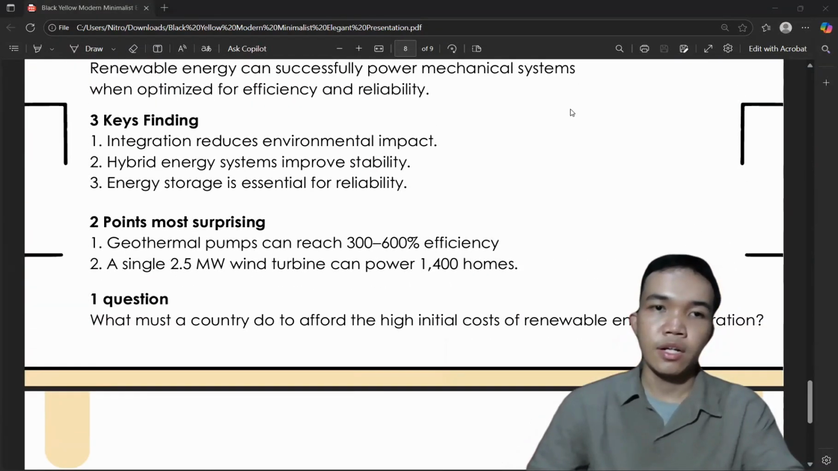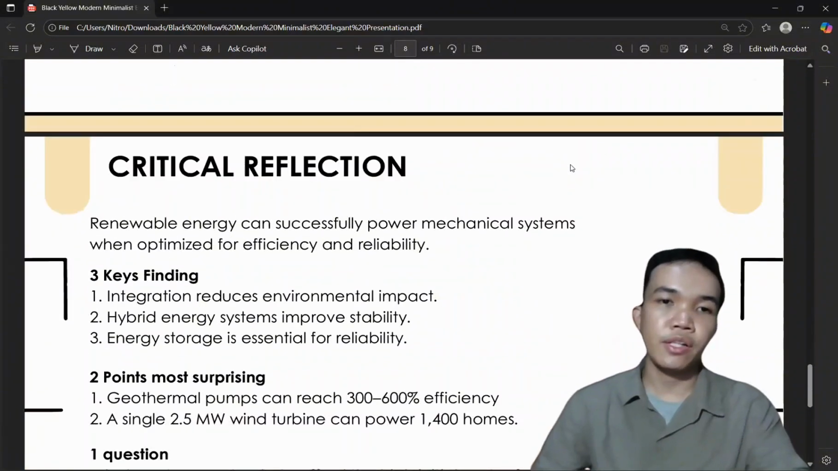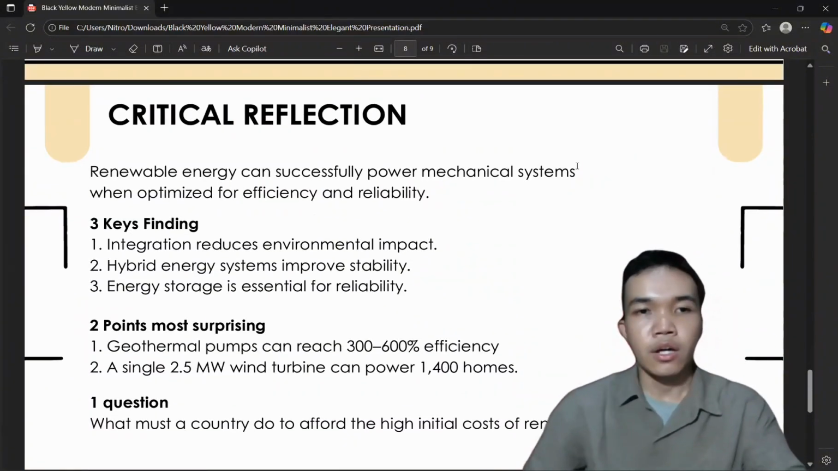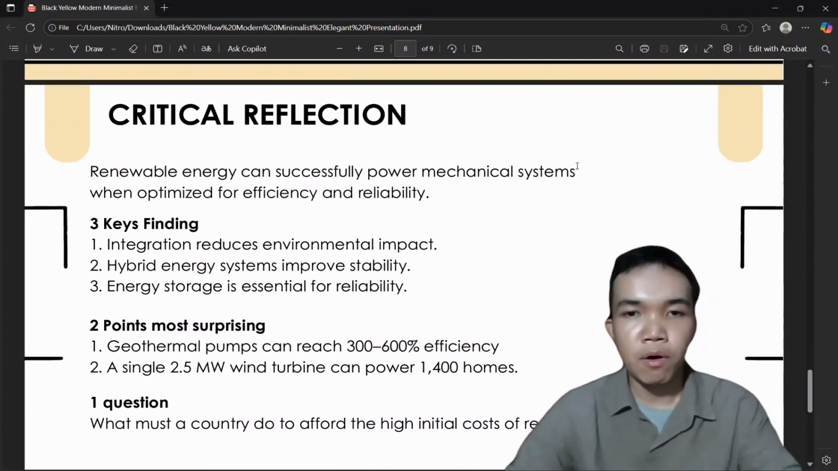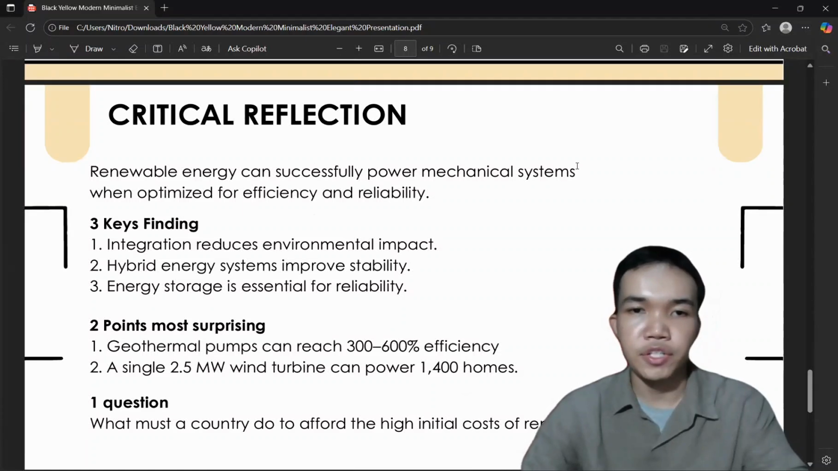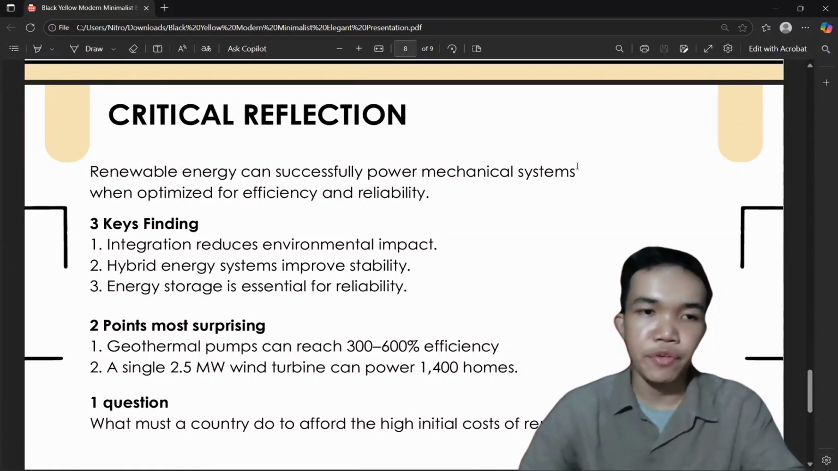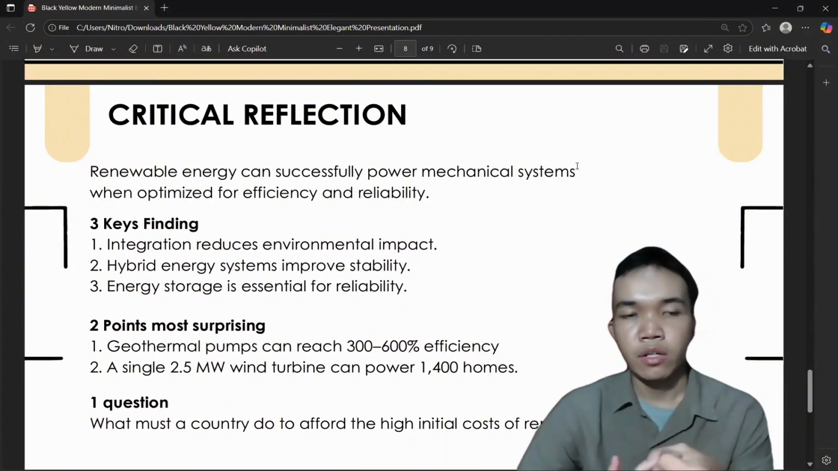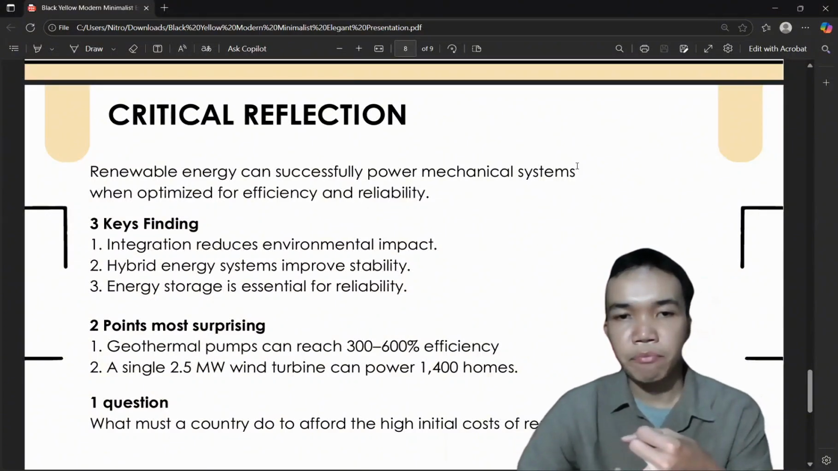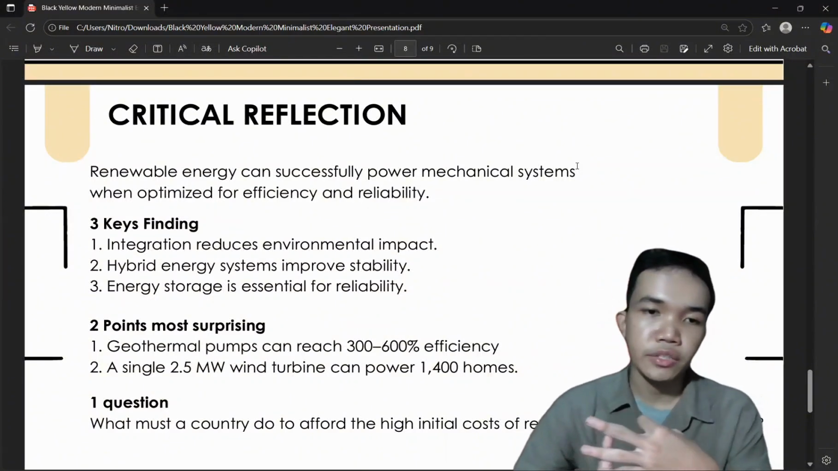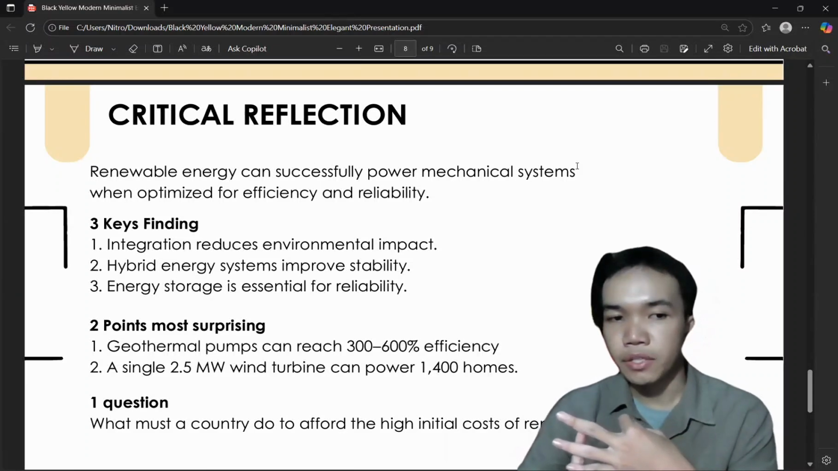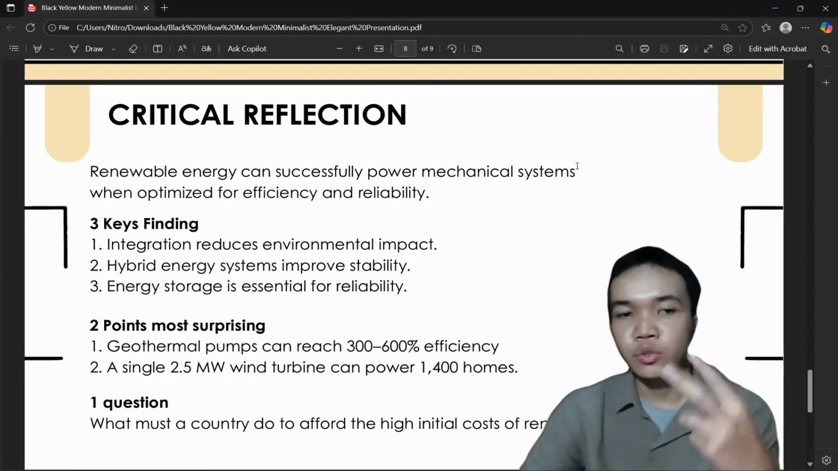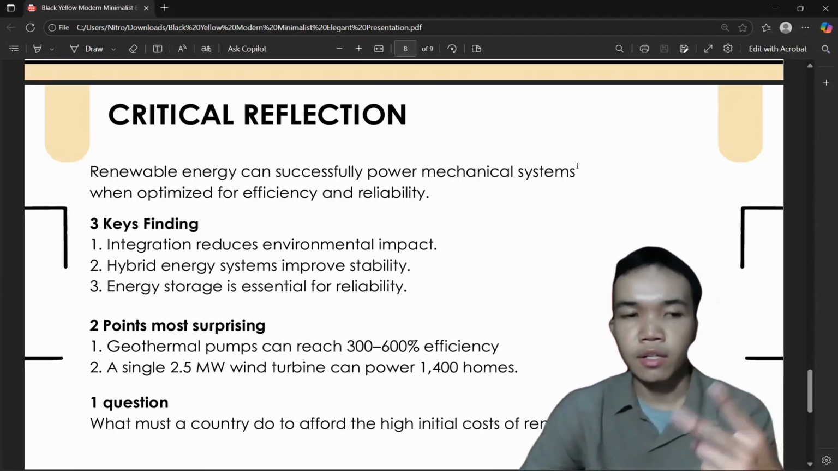And the last slide, critical reflection. Renewable energy can successfully power mechanical systems when optimized for efficiency and reliability. And key findings: first, integration reduces environmental impact. Second, hybrid energy systems improve stability. Third, energy storage is essential for reliability. And two most surprising points in the article.